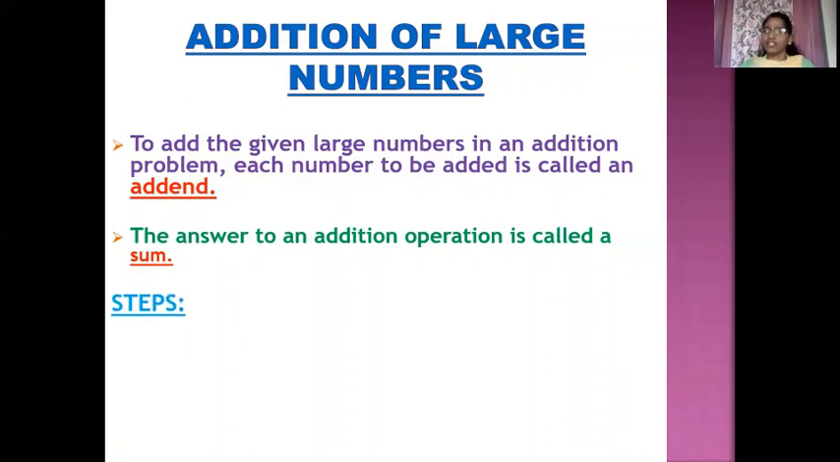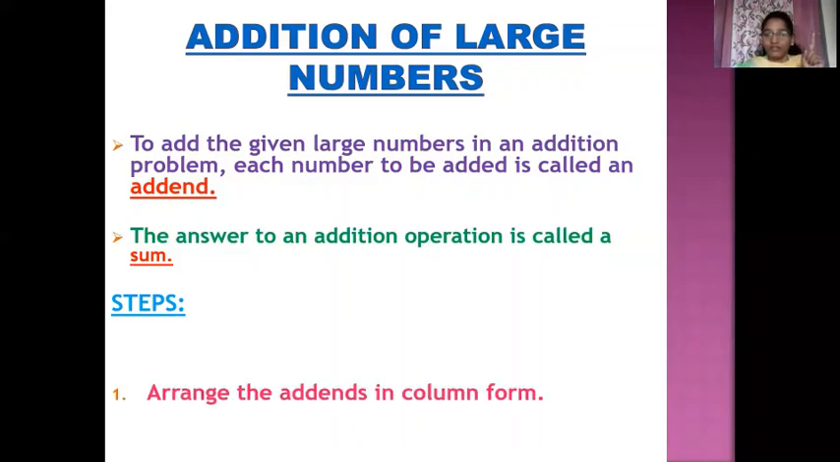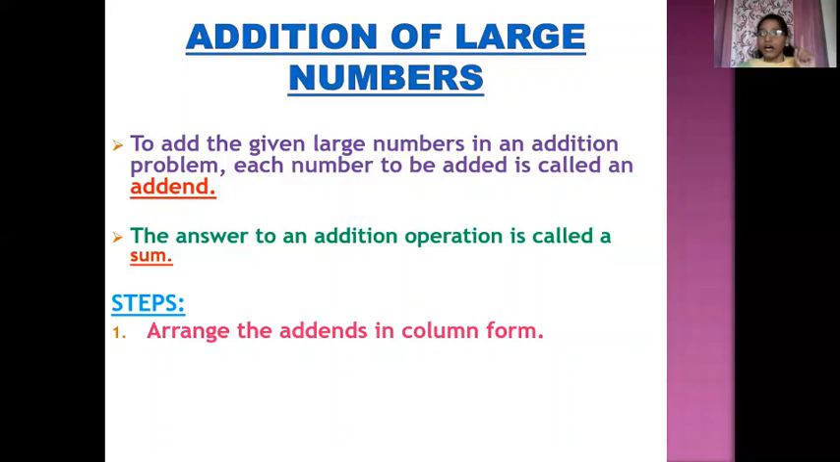So what are the steps involved in addition of large numbers? We are given a set of numbers which have to be added. In that case, we have to follow a few steps to add the large numbers. So let us see the first step. First step, arrange the addends in column form. Addends are nothing but the numbers which are to be added. So, arrange the numbers in column form, and those numbers are called addends.